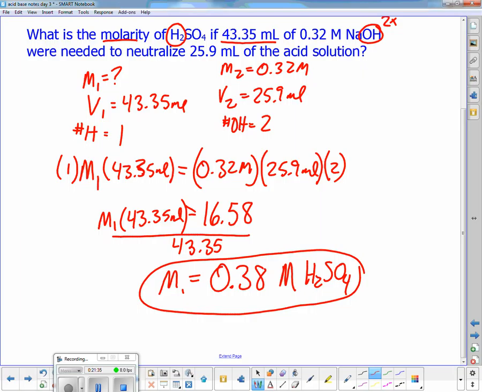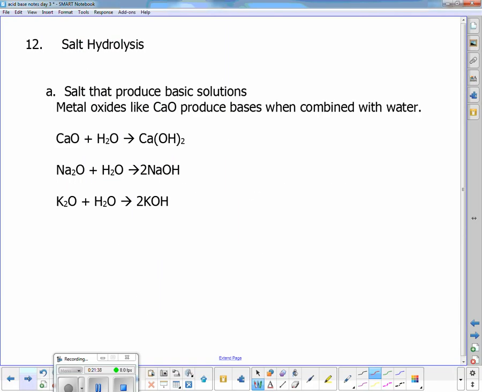All right. Let's go on to the next part. Salt hydrolysis. So when I have a salt and it's added to water, some salts make things acidic and some salts make it basic. Okay? So if I have a metal oxide, it is going to add to water and give me hydroxides. And hydroxides are what? Base. These are bases. So depending on what hydroxide they give me depends on if it's a strong base, a really basic solution, or not.